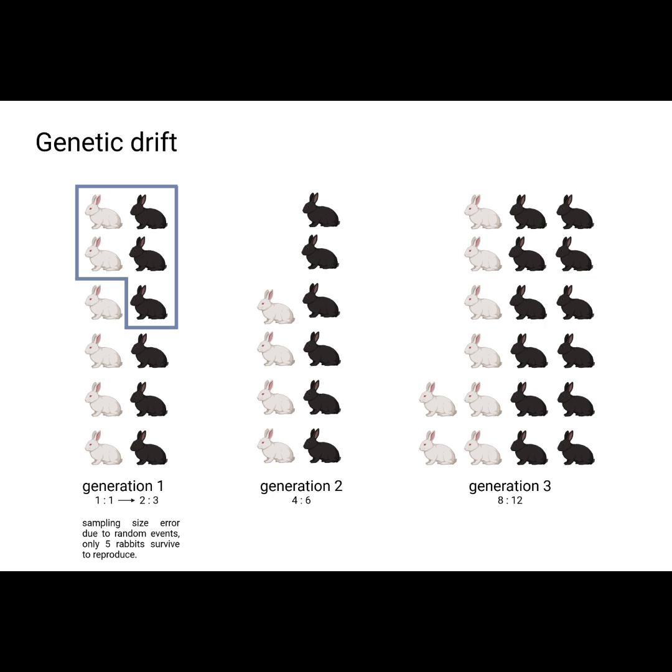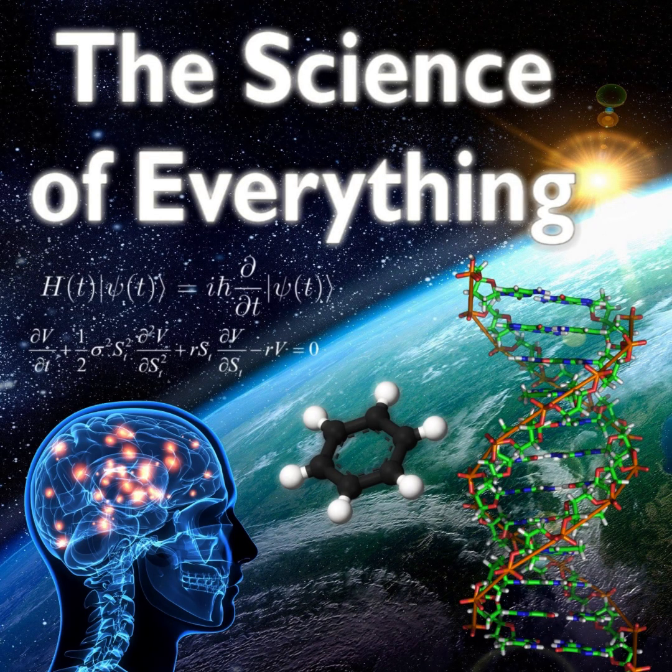And as I said, it's particularly relevant in small populations because it's more likely that you'll have a sampling error in terms of who gets to reproduce. The final mechanism of evolution is gene flow, which basically is just changes in allele frequencies by migration into or out of a population. An example of this might be different races of humans, if you want to call them races.